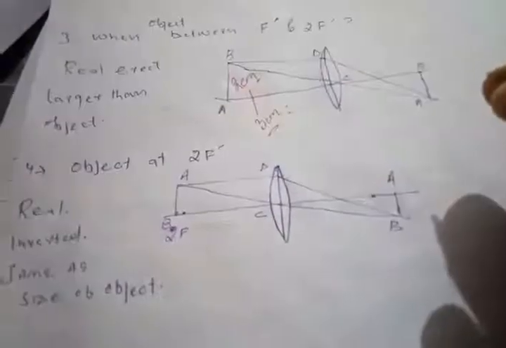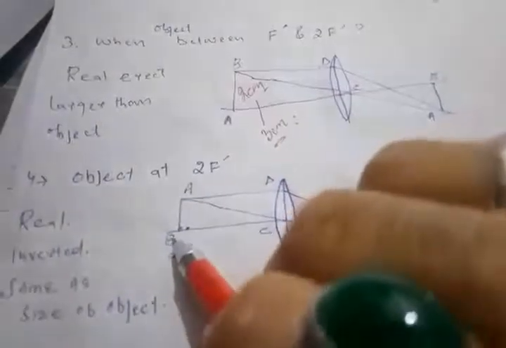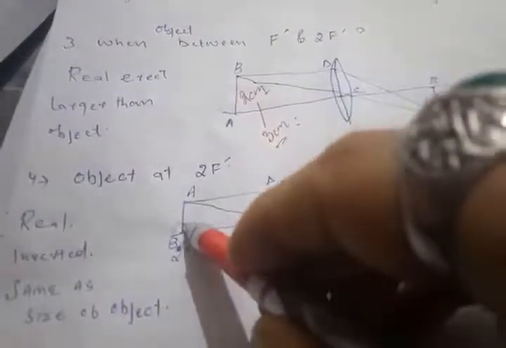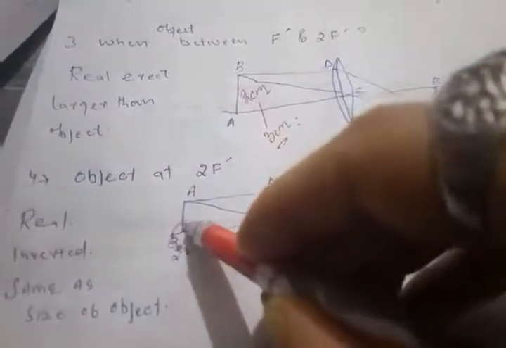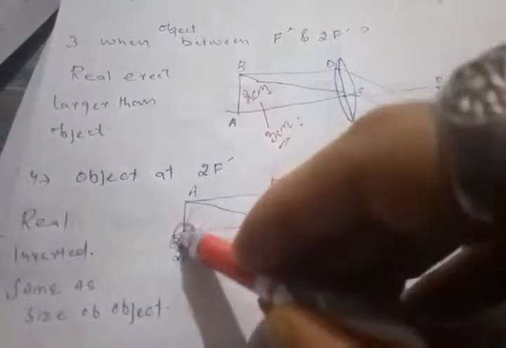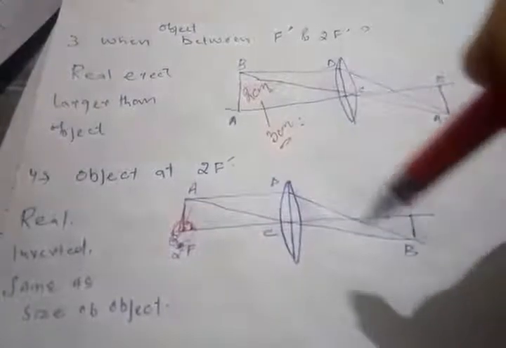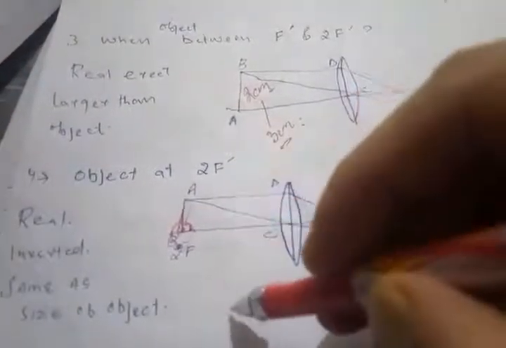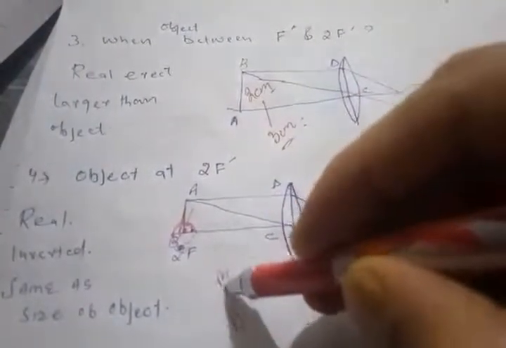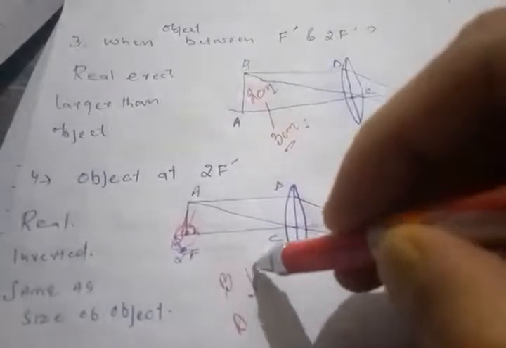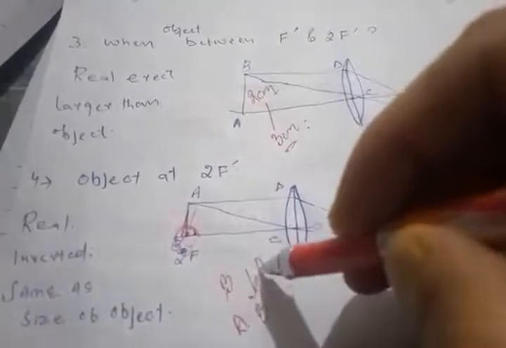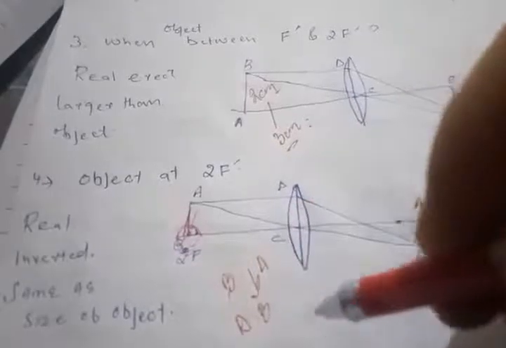Then in the fourth case, when the object is placed at 2f, we have to place the object at 2f. Here we see a real image, and it will be inverted. If we place the object in the direction of A and B, the image will be in the direction of B to A. So it is inverted, reversed, and the same size as the object.